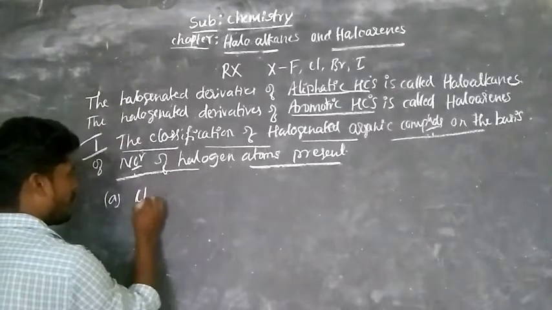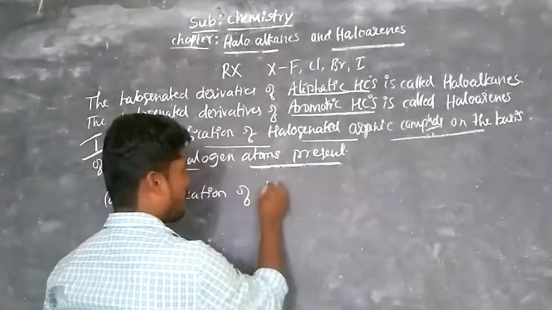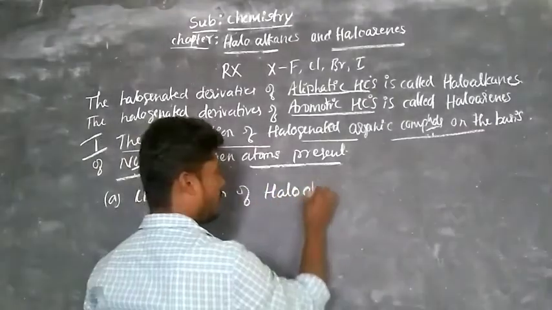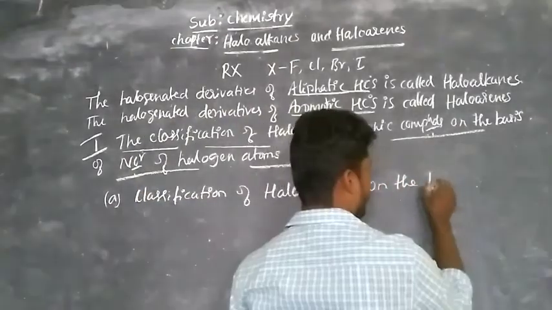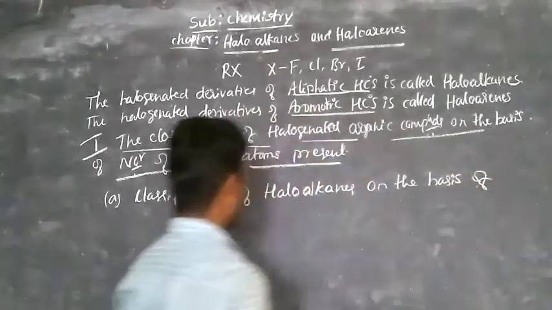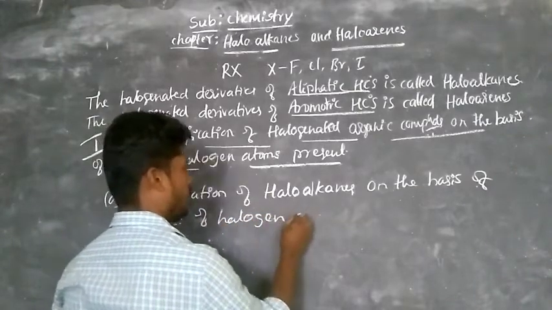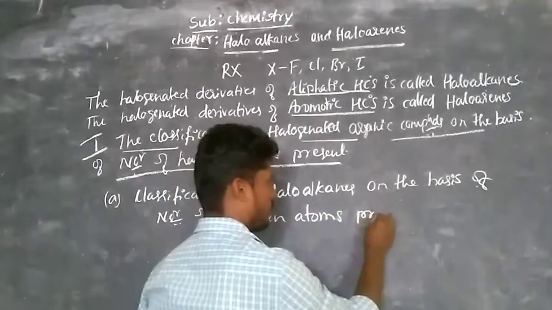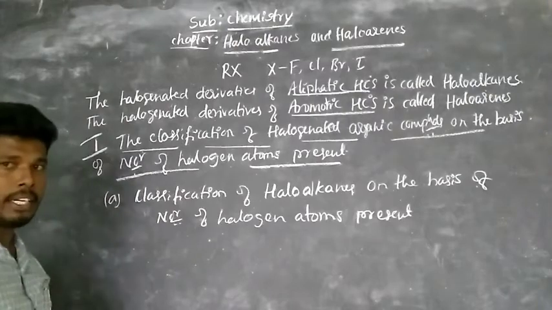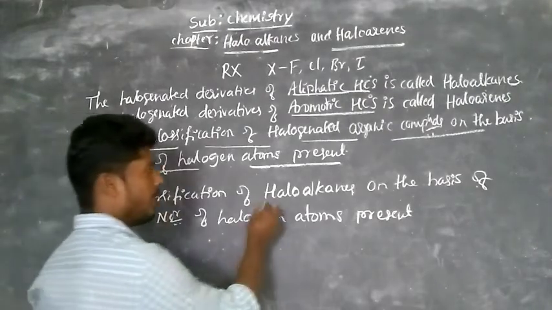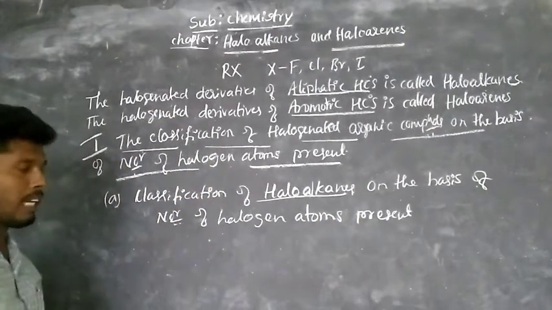That is, classification of haloalkanes on the basis of number of halogen atoms present. This is the classification; there is a sub-classification under the halogenated organic compounds, that is, here halogenated alkanes. These halogenated alkanes are classified into three different types based on the number of halogens present.